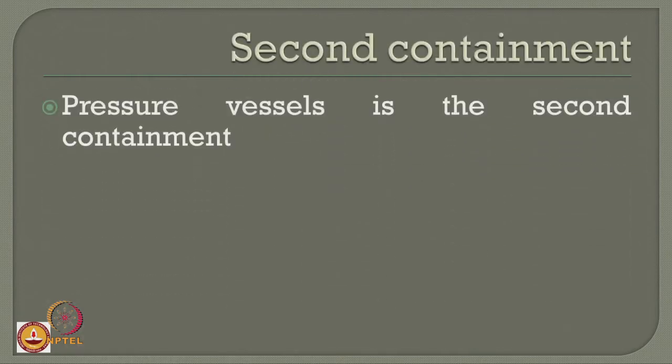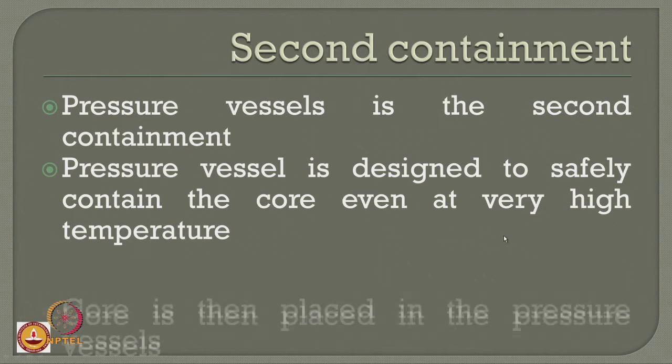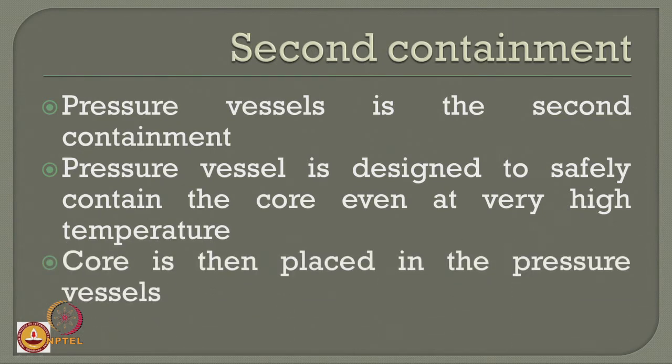The second containment is the pressure vessel. The pressure vessel is designed to safely contain the core even at very high temperature. Friends, understand that the core is nothing but packages of pellets which are put in a group. The pressure vessel is usually designed to safely contain the core even when the temperature rises very high. The core is then placed in a pressure vessel.